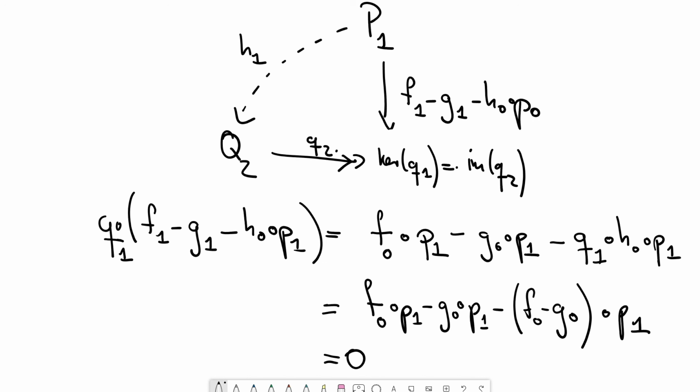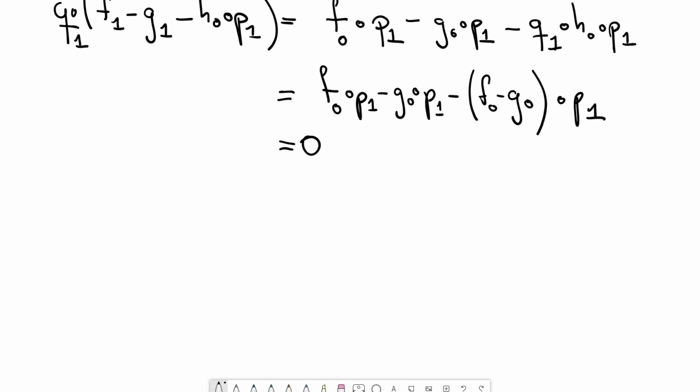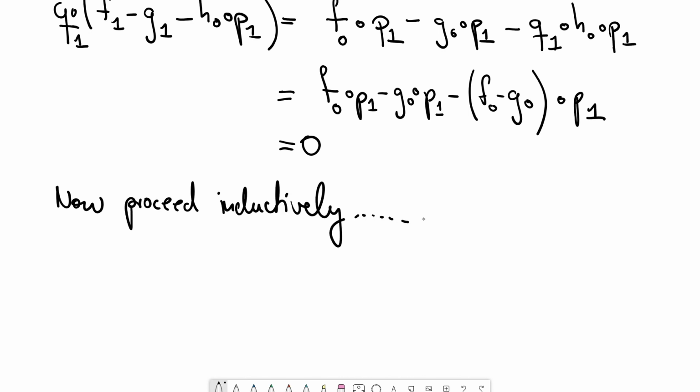This is step one, and now just proceed inductively. The next steps are just the same with n instead of one. And that concludes the proof of the fundamental theorem of homological algebra.